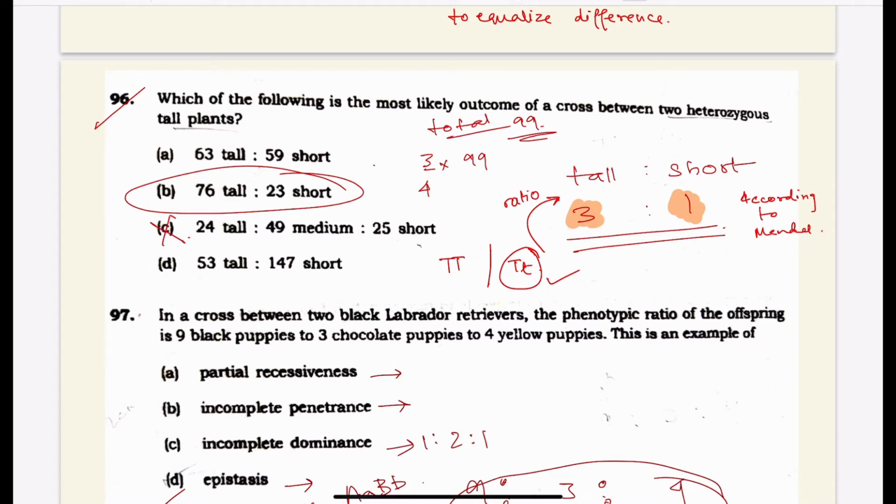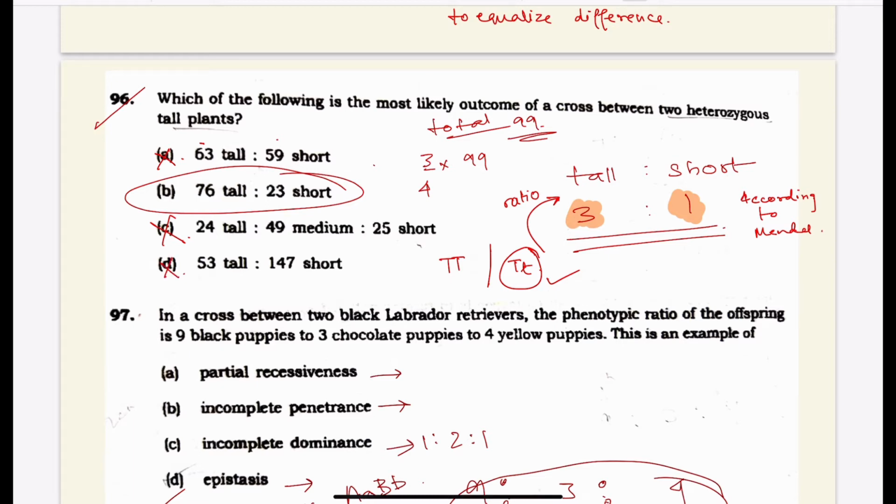Second, we will just observe the other 3 options. 63 tall is to 59 short. It's a ratio where they are very close, 63 and 59. So it definitely won't be a 3:1 gap as a ratio, which we can say just by seeing it. Next is the last one, 53 is to 147. 147 is way more than 53, and again it won't be falling under 3:1 ratio.